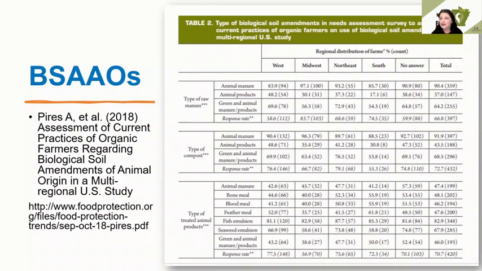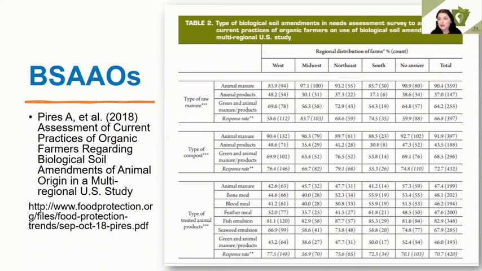But let's just take a look at what's happening in the South in regards to what types of biological soil amendments we're using. So in the South column, you can see about 86% say they use some type of animal manure. 17% say animal products. And when we're distinguishing between animal manure and animal products, the products are what you see on the bottom left of this table, which are going to be like the bone meal, feather meal, fish emulsion, and other things like that. The green and animal manure products are going to be a combination of things like food waste, vegetable scraps, combined with some form of animal manure.